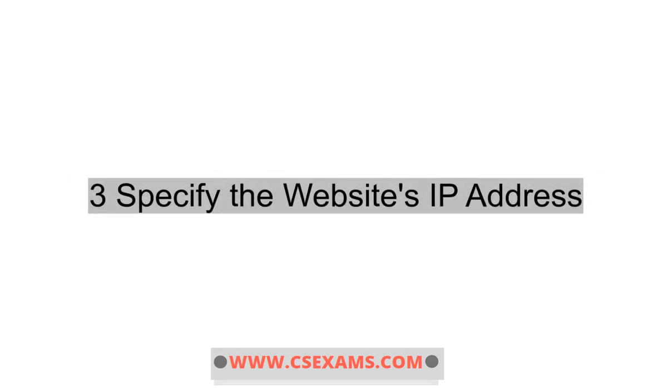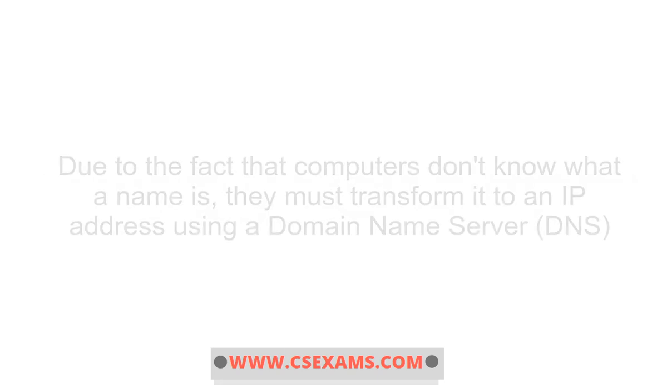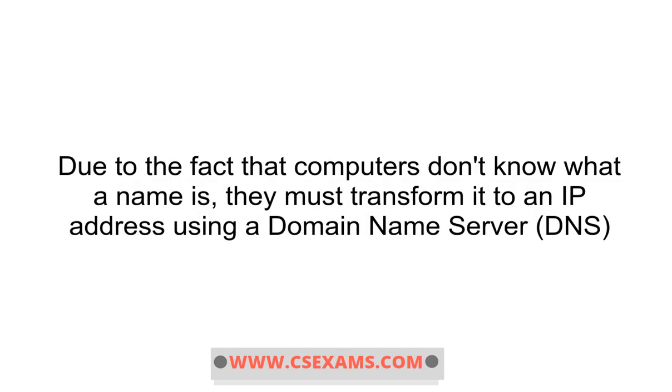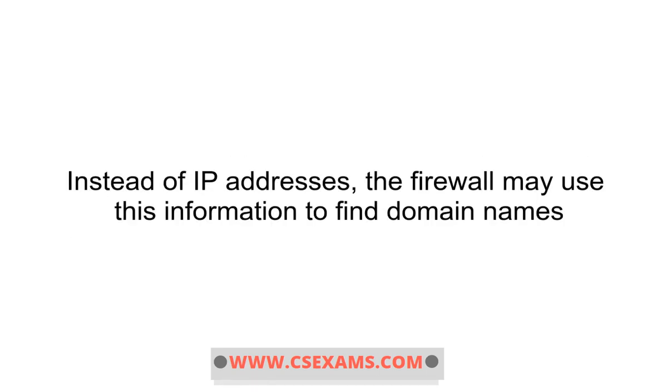3. Specify the website's IP address. A website's URL is turned into an IP address when you input its name in your browser. Due to the fact that computers don't know what a name is, they must transform it to an IP address using a domain name server, DNS. Instead of IP addresses, the firewall may use this information to find domain names.